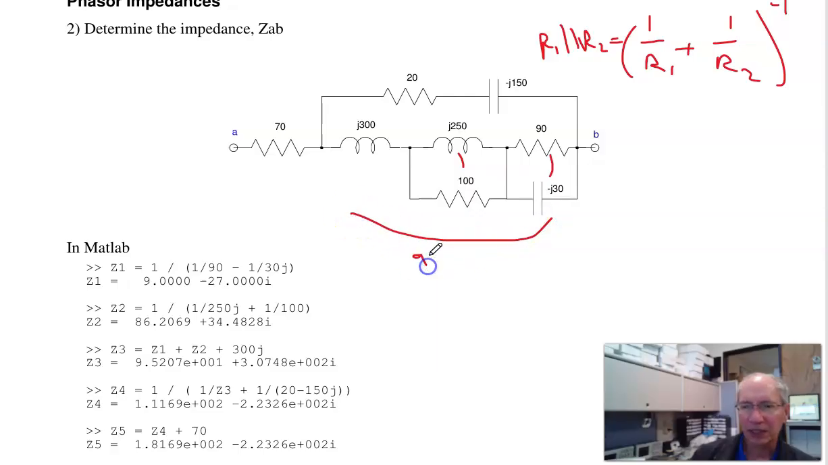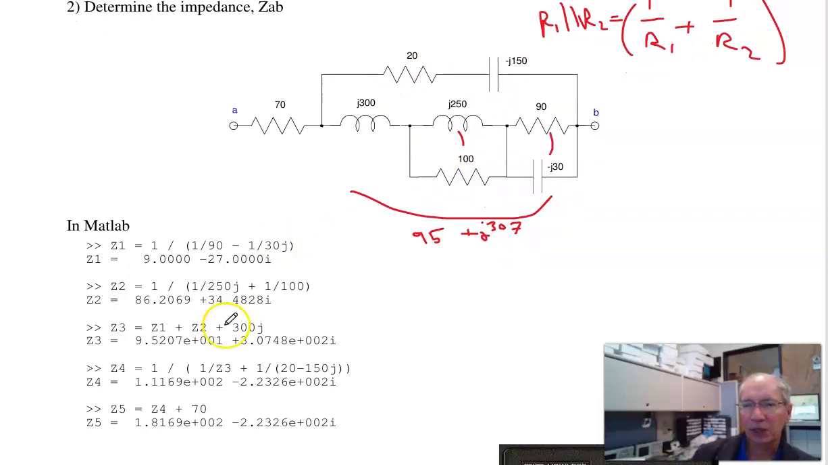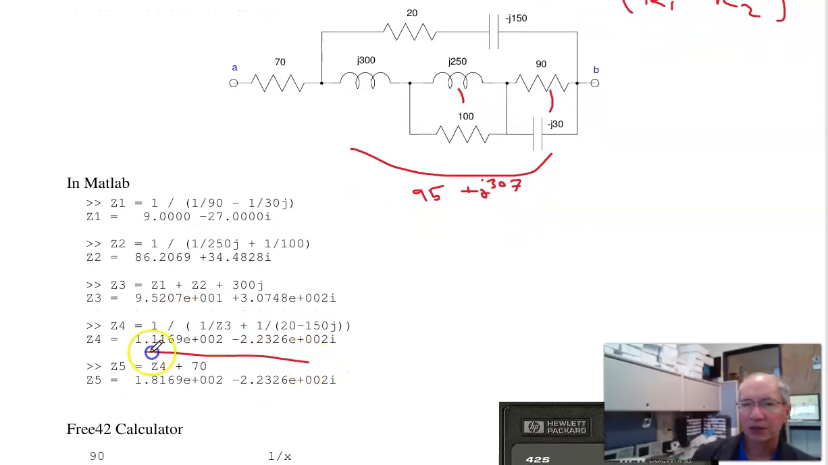That is 95 plus J307. In parallel with 20 minus J150, in parallel you take the inverse, plus 1 over the inverse of 20 minus J150, add them, take the inverse. All this is 111 minus J223. In series with 70, plus 70. So the net result is, there's your impedance.